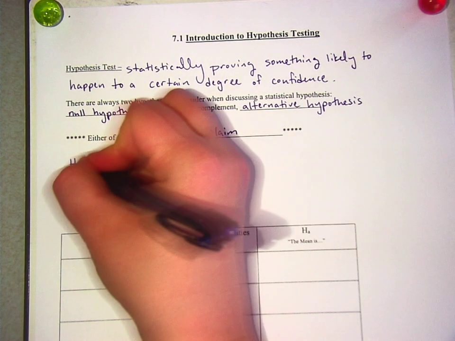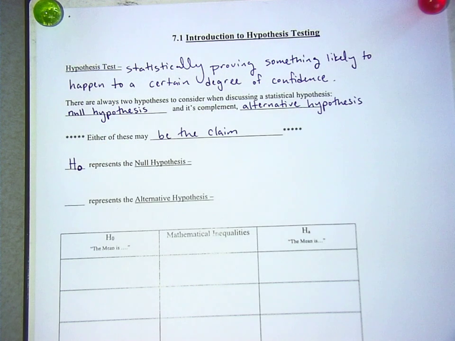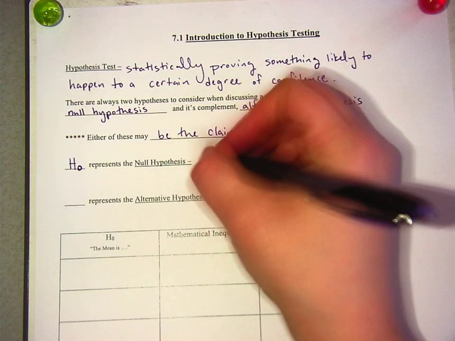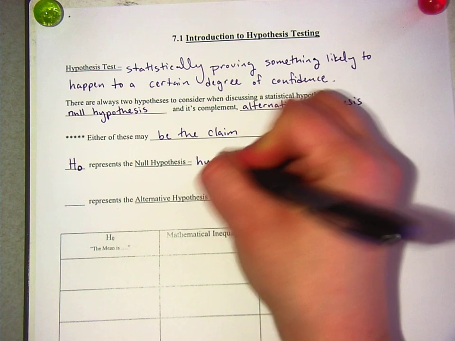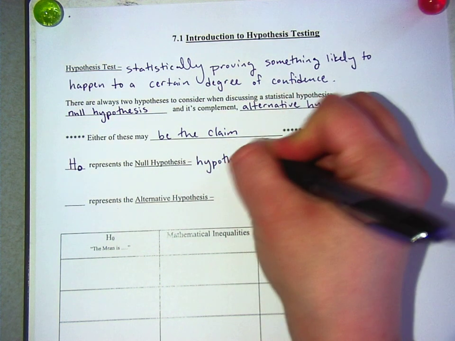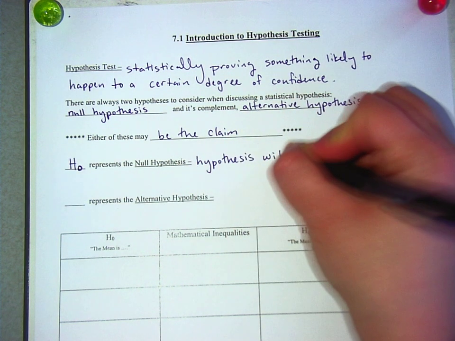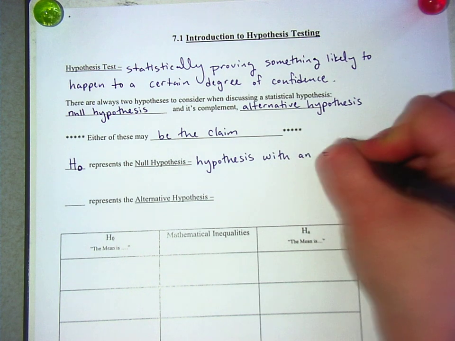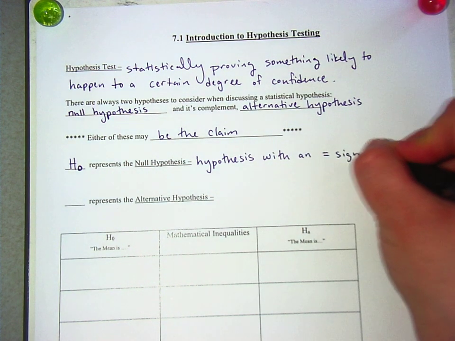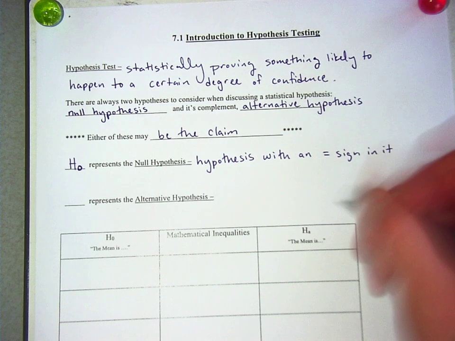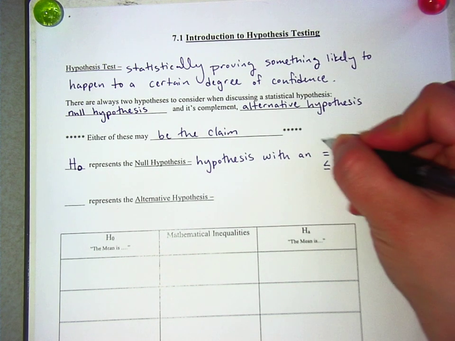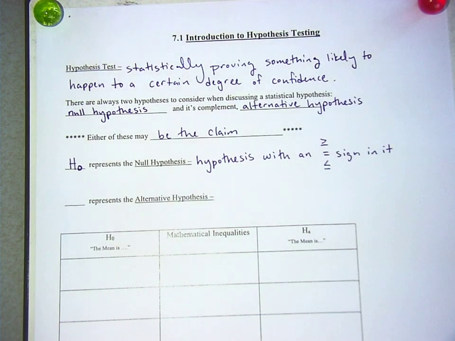H sub O represents the null hypothesis. The null hypothesis is the hypothesis with an equals in it. Or it could be a less than or equal to, or a greater than or equal to, but it definitely has an equals to.